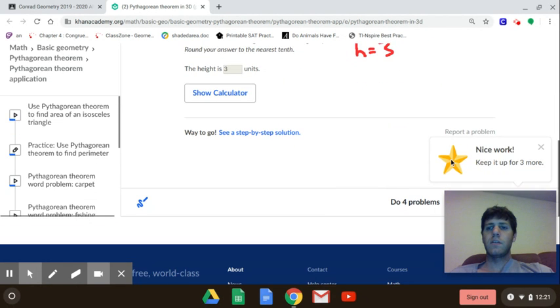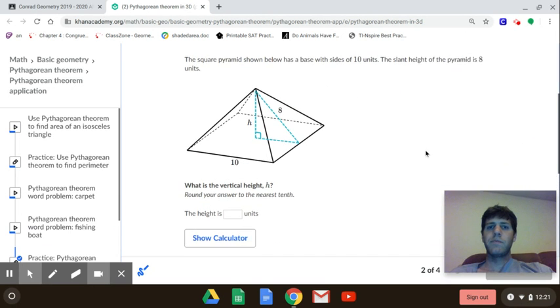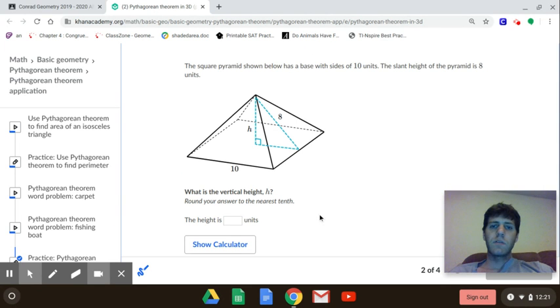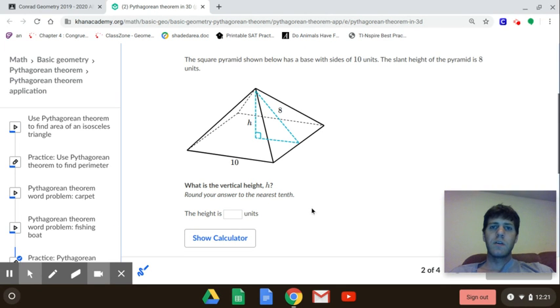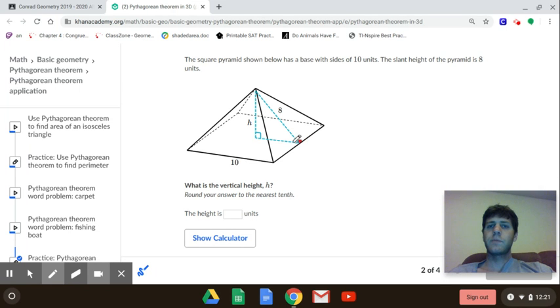All right, on to the next question. Here we have a square pyramid shown below with a base of 10. The slant height of the pyramid is 8. That's this distance here. And we're looking for h, the vertical height.